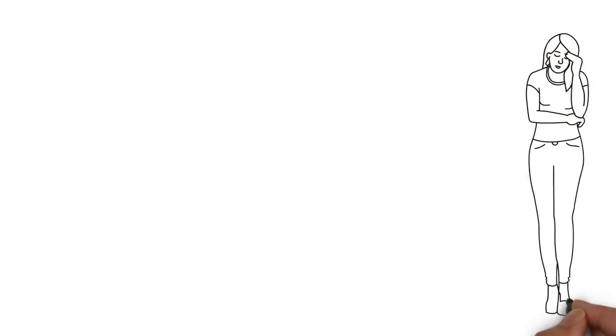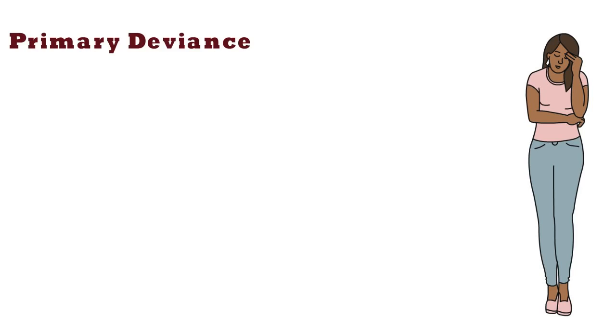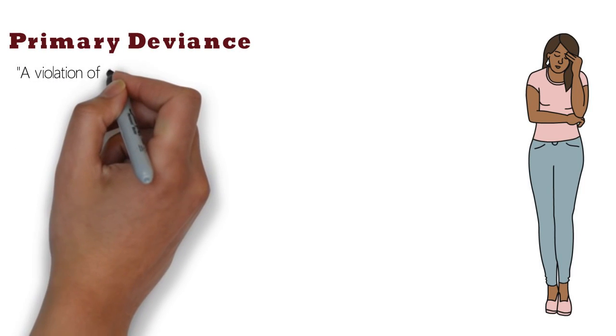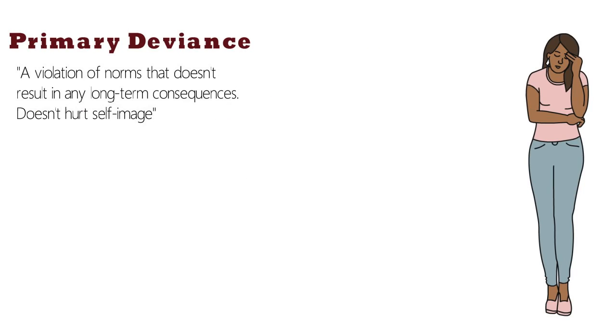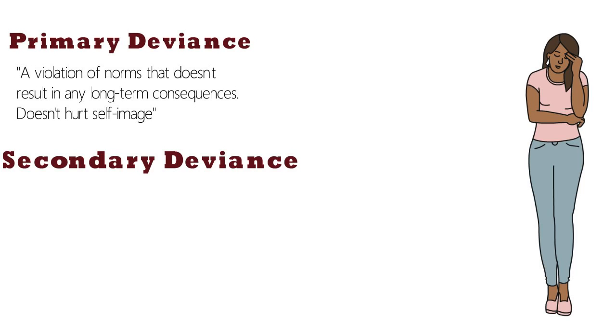There's also something we call primary and secondary deviance. Primary deviance is a violation of norms that does not result in any long-term consequences and does not hurt a person's self-image. If Sarah lives in Iowa and buys marijuana illegally one time without getting caught, she doesn't experience any long-term consequences and her self-image is intact.